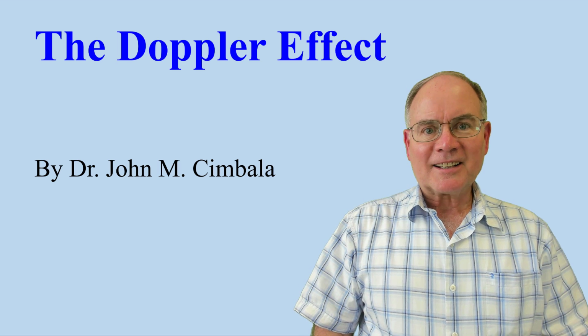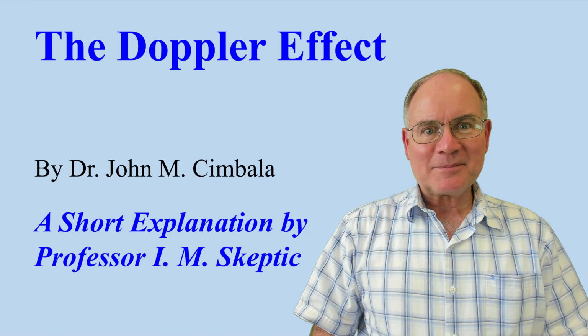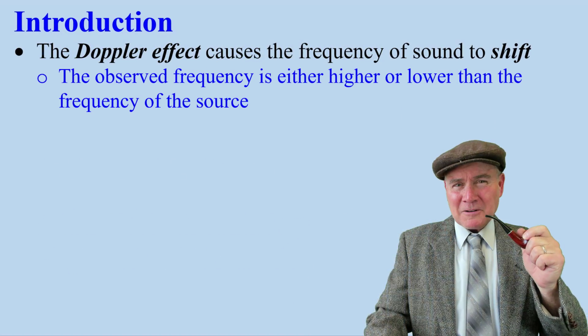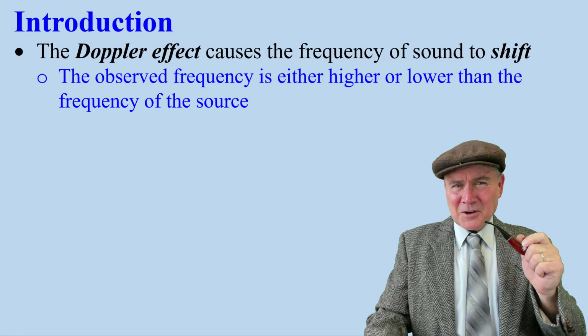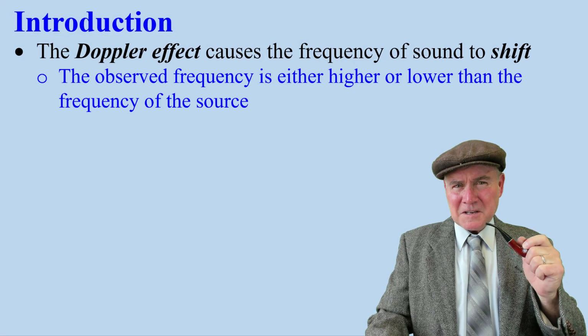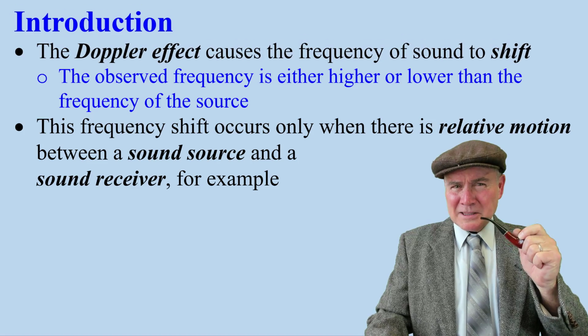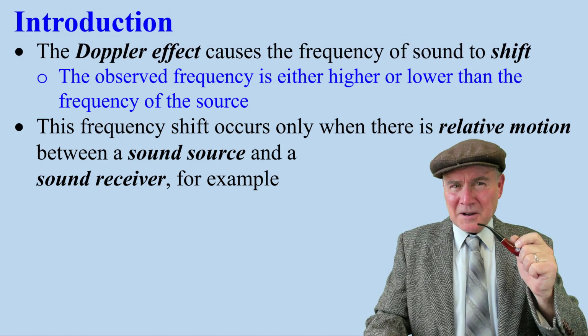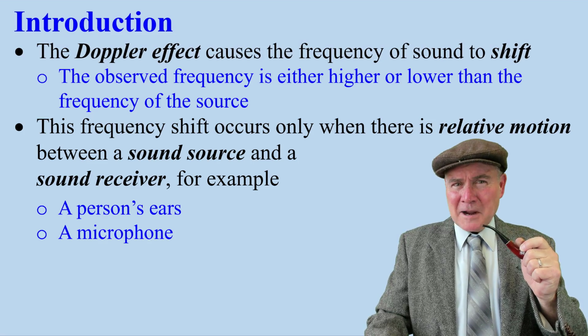The Doppler effect. Here's a short explanation by my colleague, Professor I.M. Skeptic. The Doppler effect causes the frequency of sound to shift. The observed frequency can be either higher or lower than the true frequency. The Doppler shift occurs only when there's relative motion between the source of sound and the receiver of the sound, which can be, for example, a person's ears or a microphone.